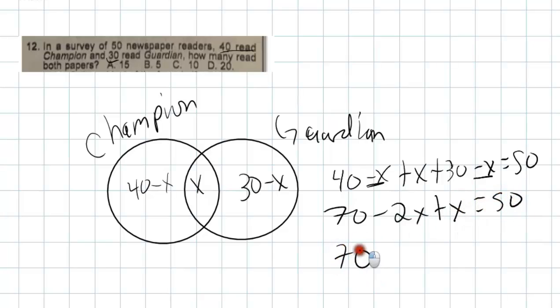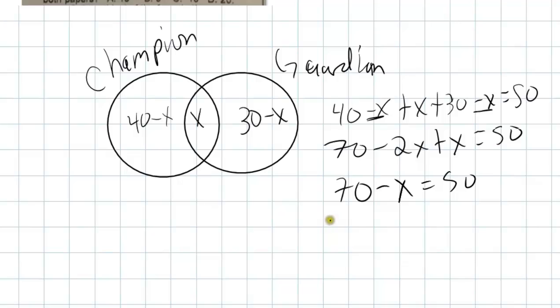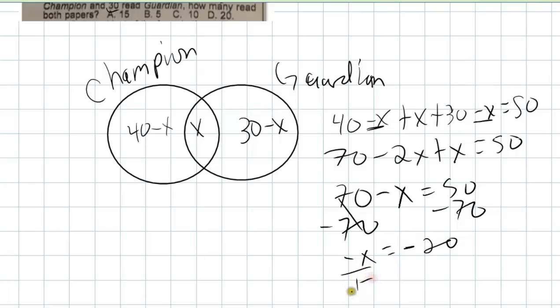Okay, so we're going to have 70 minus x equals 50. Then I'm just going to subtract 70 from both sides. We get negative x is equal to negative 20, and then divide by negative 1 for both of these, right? X equals 20. That's your answer.